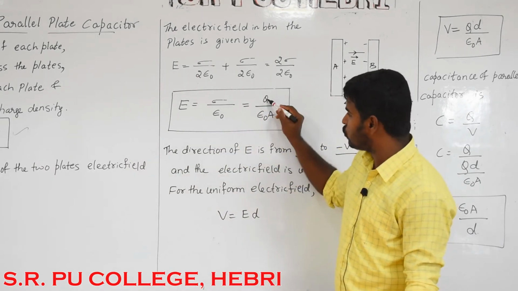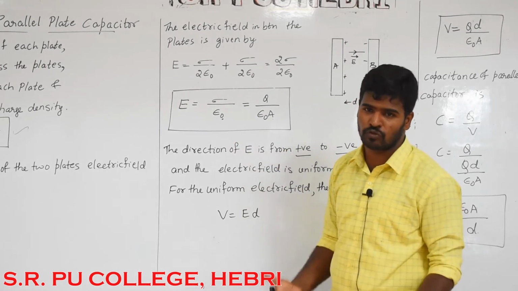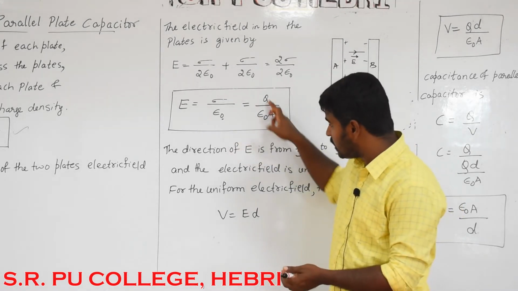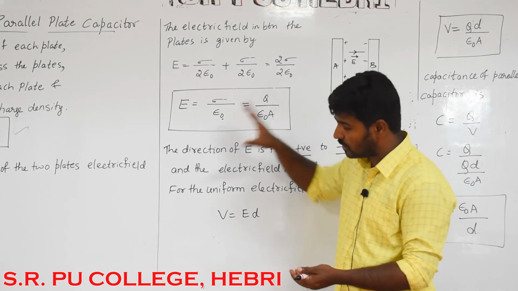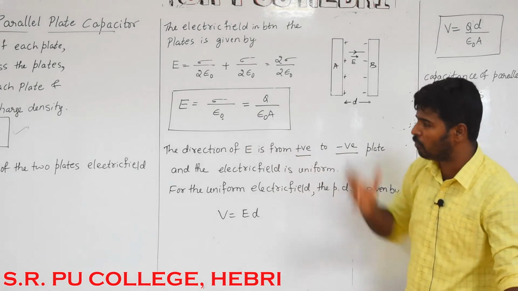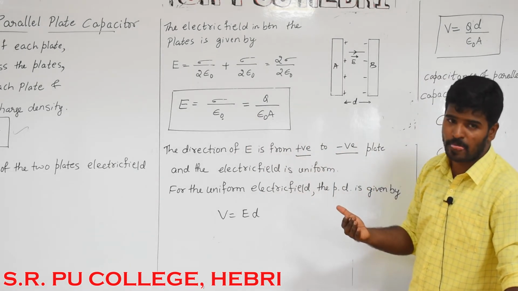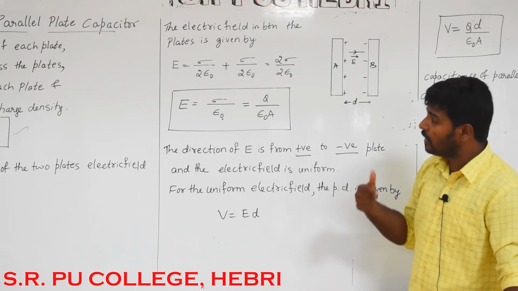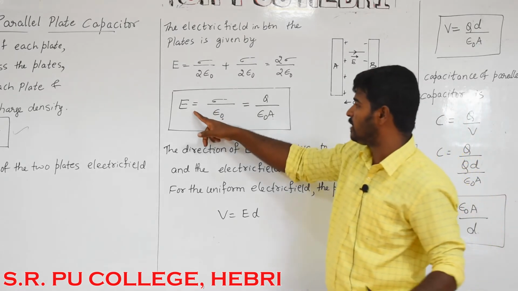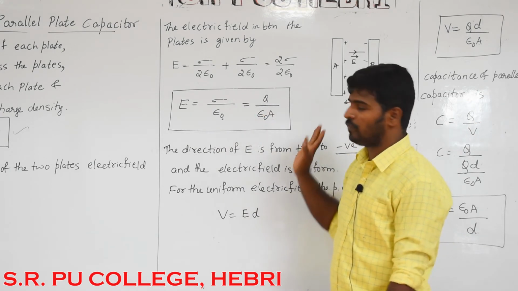In place of sigma, I write Q by A, substituted, and the rest of the term, epsilon naught, is written as usual. Therefore the electric field in between the plates is expressed by E is equal to Q divided by epsilon naught times A.